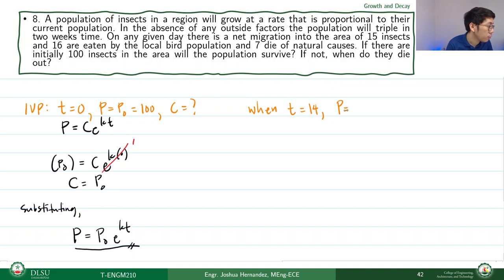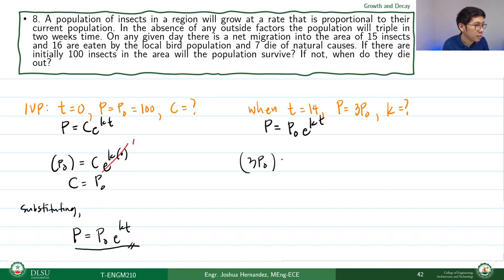The population triples, no? The initial population, p naught. And in this way, we can solve for k. So applying that to our working equation, which is p equals p naught e raised to kt, magkakaroon tayo ng 3p naught equals p naught e raised to k, and then 14, kasi 2 weeks. Tama? We can solve for k.